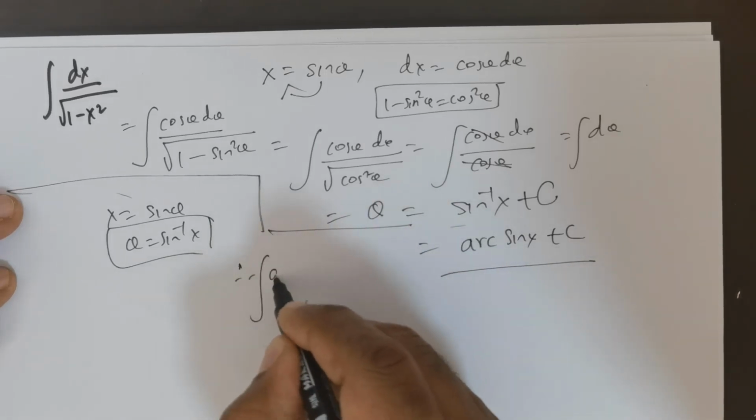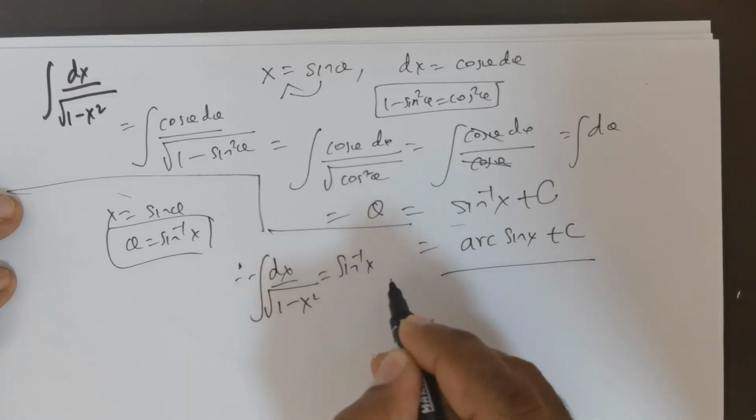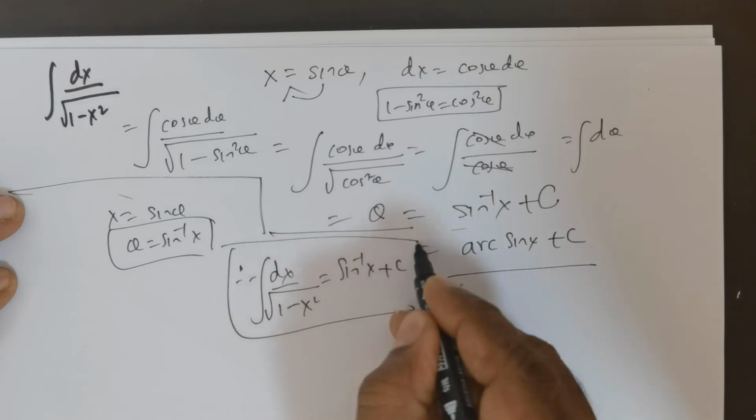So what is the important result? Integral dx divided by root of 1 negative x squared is sine inverse of x, plus arbitrary constant c.